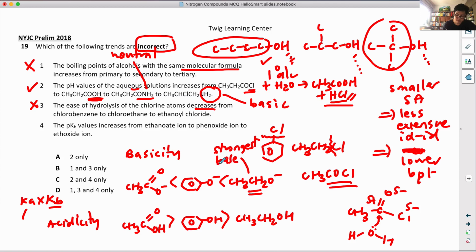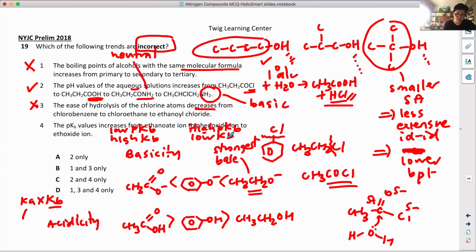You see that? So let's see whether it's true. The pKb value increases. So which means pKb value increases means it becomes a weaker base. Okay, a weaker base. Okay, the pKb value increases means this, so I say low pKb to high pKb, right? So this low pKb means high Kb, and this is low Kb.